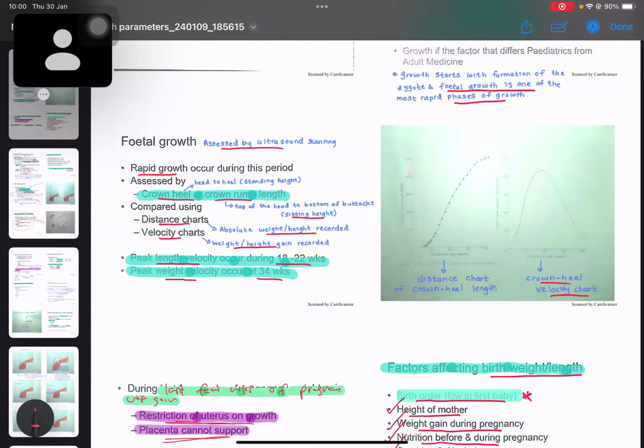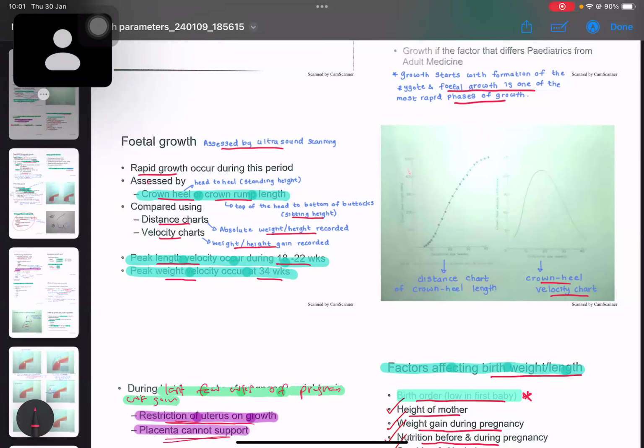And the peak length velocity occurs during 18 to 22 weeks in utero. Okay, in utero. So this is the peak length velocity. This can be asked in an MCQ. The peak weight velocity occurs at 34 weeks. So the length of the baby grows at its peak during 18 to 22 weeks, but the weight of the baby increases at its peak during 34 weeks in utero.